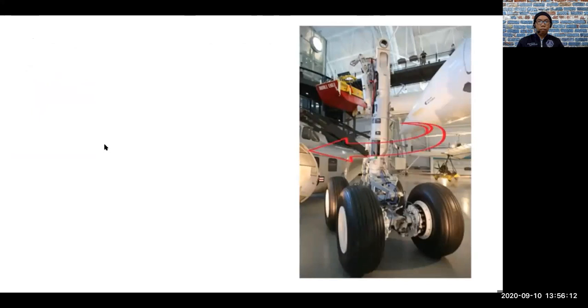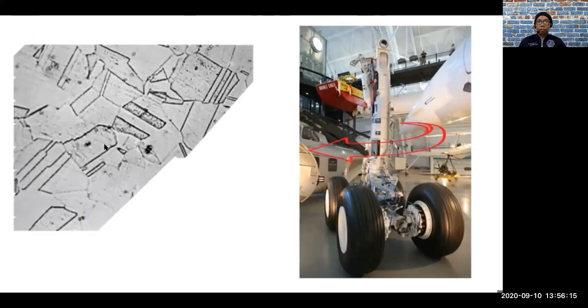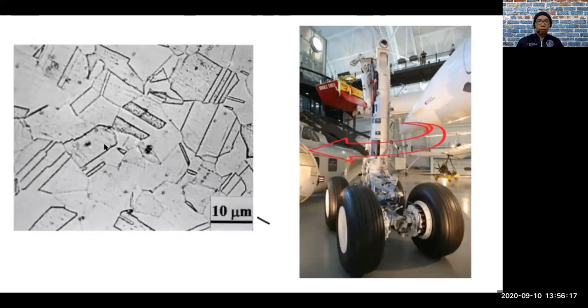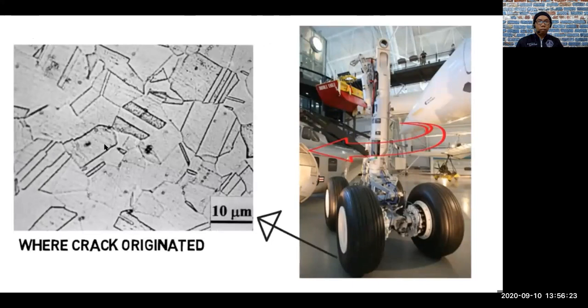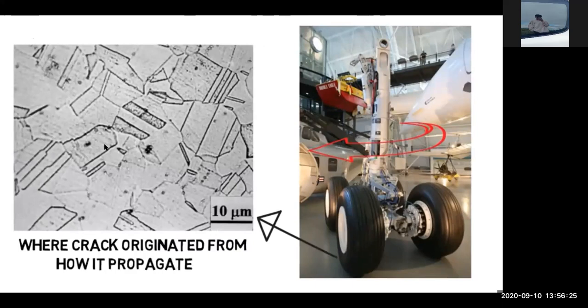So he had to use a microscope and analyze the microstructure of the landing gear. This is a micrometer scale picture, but tells us a lot. At this scale, you can actually see where the crack originated from and how it physically propagated through the structure. The crack isn't shown here, but you'll learn how to analyze these in school.